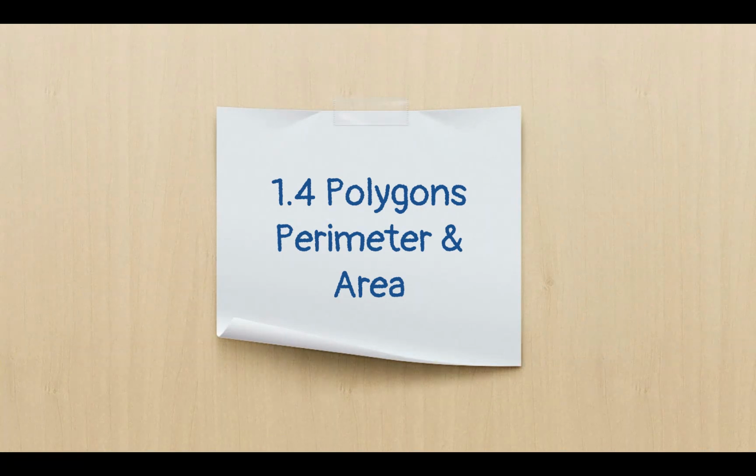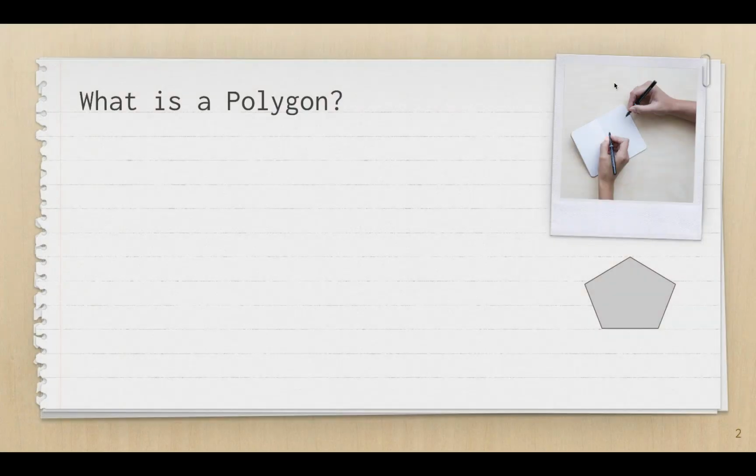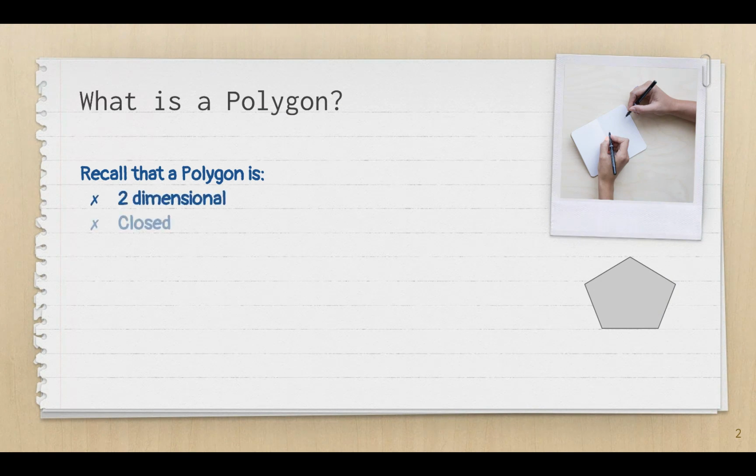In this lesson, we're going to study section 1.4 in your textbook, and we're going to start talking about polygons, and specifically perimeter and area of polygons. So we have to remember what a polygon is. So here's a few things for you. Recall that a polygon is a two-dimensional object. It is closed, and it's made up of straight sides.